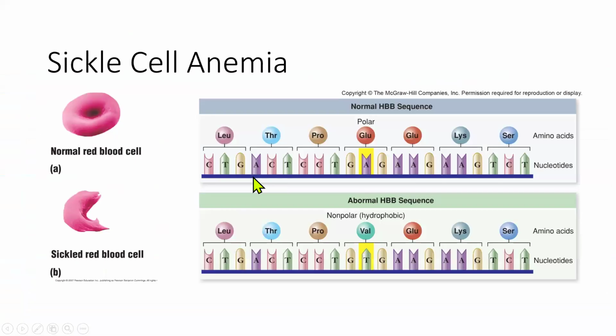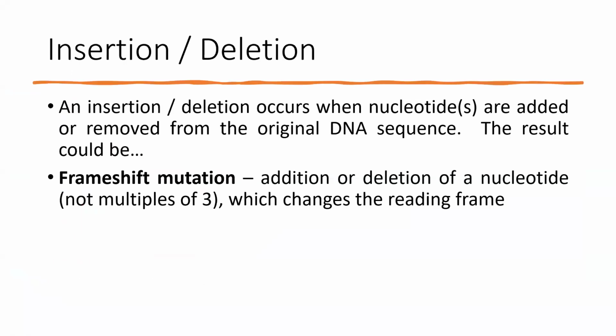Okay, I'm going to teach you, like we learned about sickle cell anemia before, right? If you change one nucleotide, in this case we have a missense mutation, changing it from a polar amino acid to a non-polar one. That's enough to cause a severe outcome. Okay, I want to do indels now, insertion and deletion.